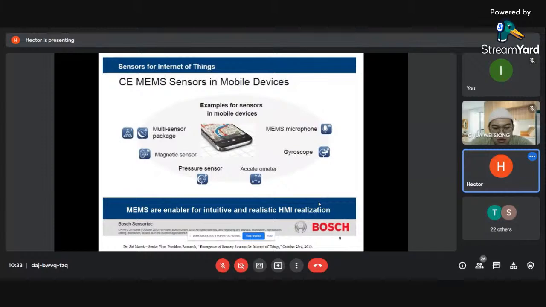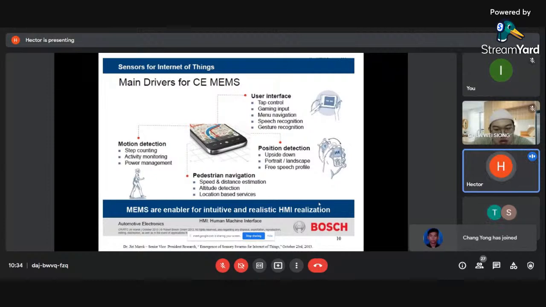A wide variety of sensors will make the Internet of Things possible. These are typified by microphones, gyroscopes, accelerometers, pressure and magnetic sensors, which may be attached to mobile devices. Bosch is a typical company that is hard at work on this vision. The main drivers for consumer electronics include motion detection, pedestrian navigation, position detection, and user interfaces.